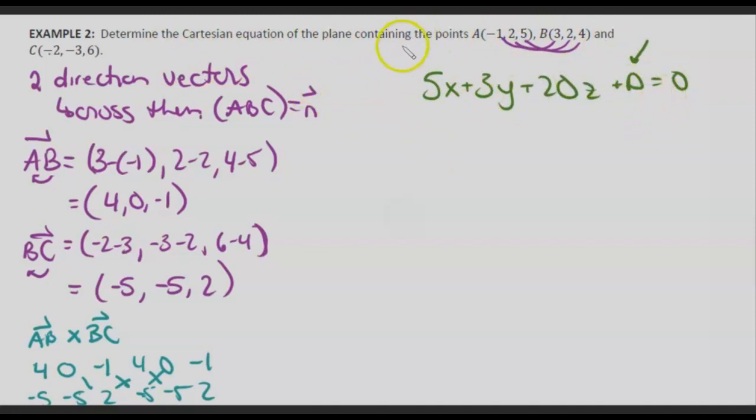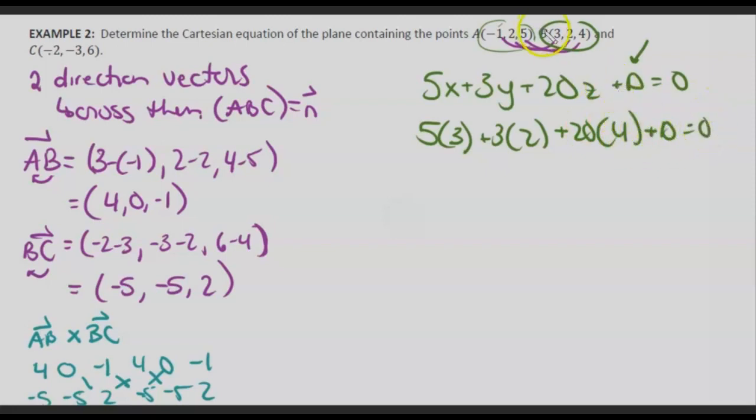So looking at these, I kind of like the positive values, right? I like the small values, and then I like the positive values. Okay, I'm going to pick B. You can pick A or C, it doesn't matter. You're going to get the same answer. Okay, so I'm going to go ahead and sub in 3, 2, 4. So 5 times 3 plus 3 times 2 plus 20 times 4 plus d equals 0. Okay, all I did was sub this in, sub this in, and sub this in.